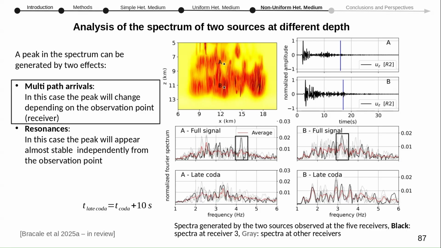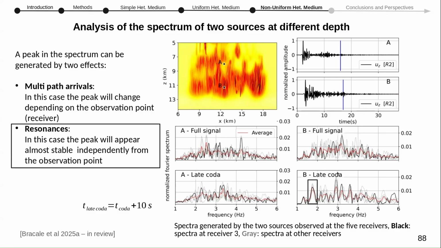So in that case, the peak that we will see is related to the specific path between source and receiver. This means that it will appear at one of the observation points, but it may not appear at the other observation points or in the average spectrum, as for example the ones that I'm showing. And then there are other peaks, for example the one that we see very clearly in the late coda, which seems to be independent of the observation position. So this means that potentially this peak may be related to some sort of trapped waves or resonances. So we would like now to understand a little bit better what generates this peak.